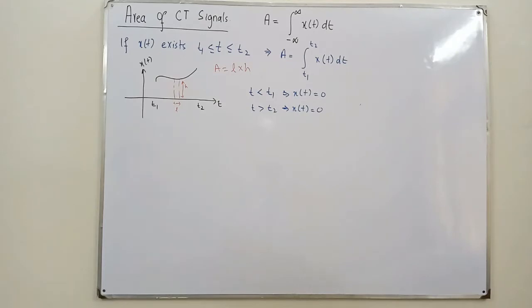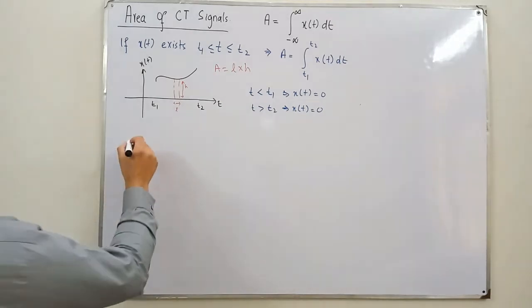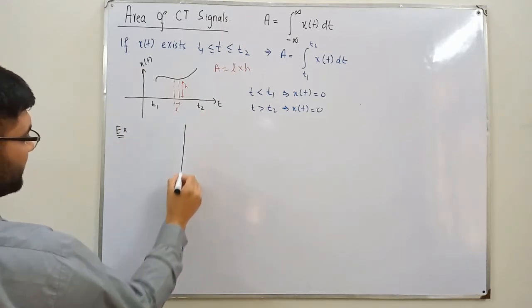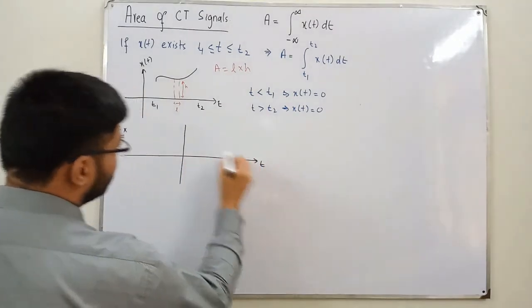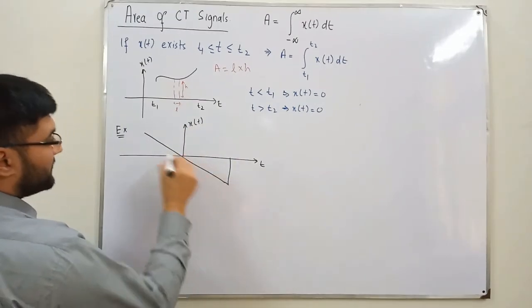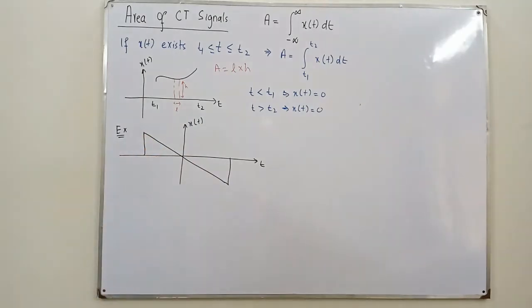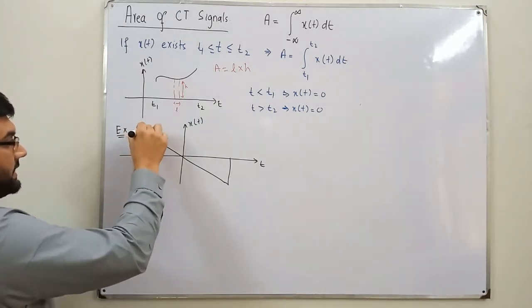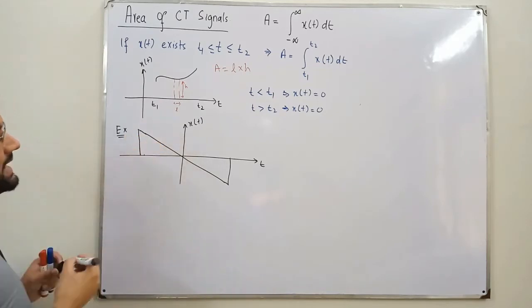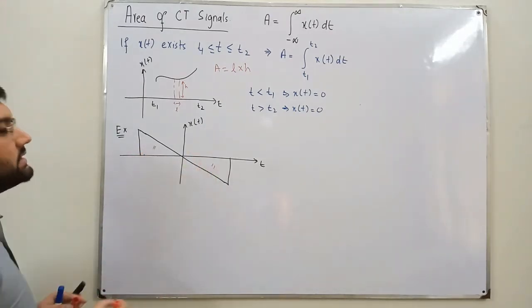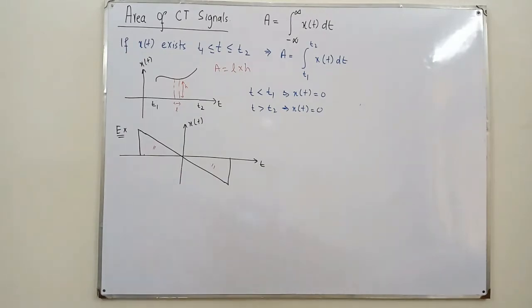Let's say we have an example. X of t is given in this way, in a linear sort of function. Let's say we have x of t like this. Now if your basic calculus is strong, you can say that the area above the x-axis is equal to the area below the x-axis. This would mean that the area of this function is equal to 0.